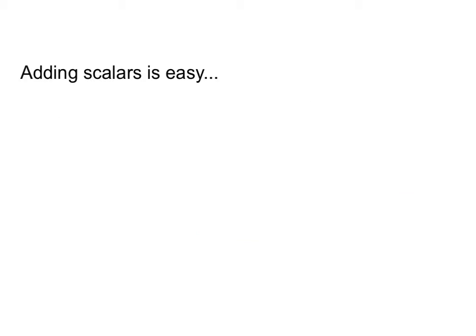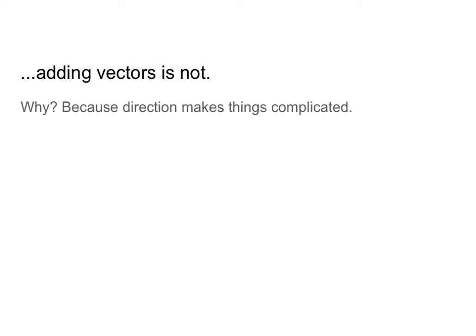So first of all, adding scalars, something very easy, something you've been doing for a long time, right? That'd be something like 2 plus 2 equals 4, 1 plus 3 also equals 4, 7 plus 6 equals 13, and so on and so forth. Adding vectors, on the other hand, is not. Why? Because direction makes things complicated.